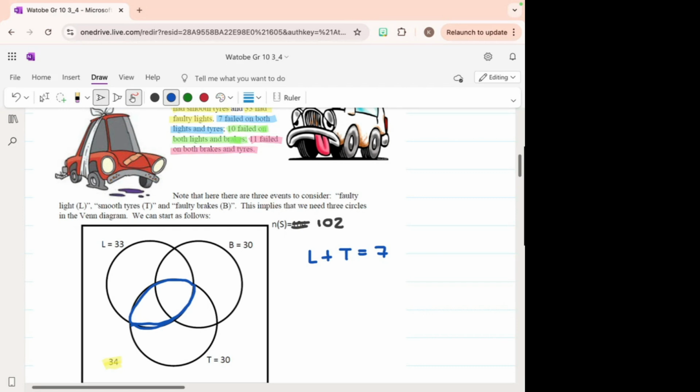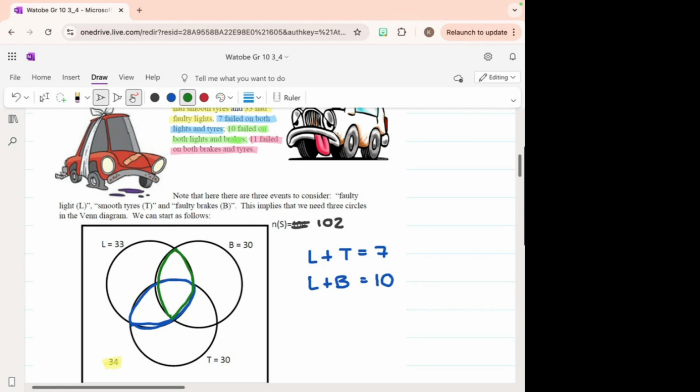All right. 10 failed on both lights and brakes. So lights plus brakes equals 10 here. So here's lights, and here's brakes, and those two need to come up to 10.